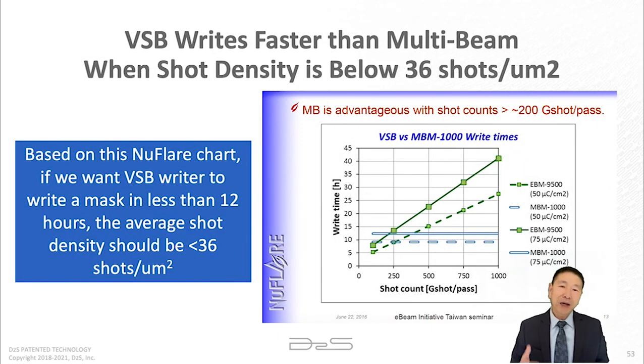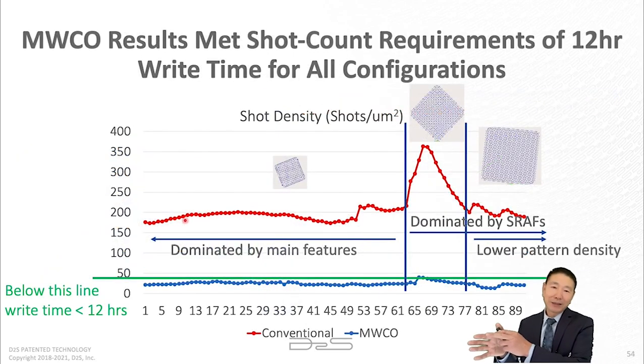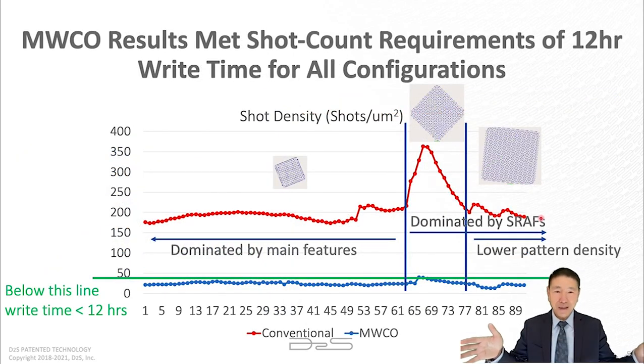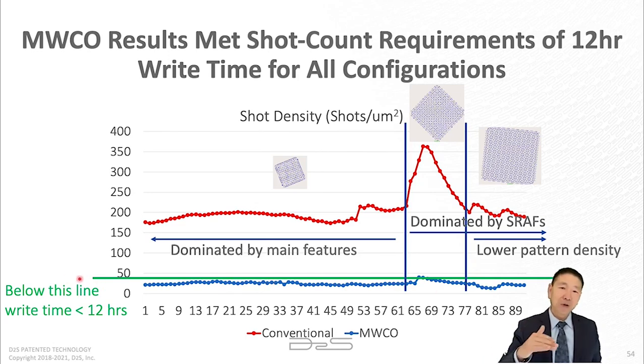As you recall, the write time for VSB mask writer depends on the number of shots. So it turned out if you control the shot density below a certain level, the VSB mask writer can write it faster than a multi-beam mask writer, which is 12 hours. And this magic number is 36 shots per square micron. And here we look at the entire sequence. Remember that 91 configurations for this contact array. It turned out for every configuration, we can control the shot density below that number. What that means is that you can write an entire curvilinear ILT mask using VSB mask writer under 12 hours.